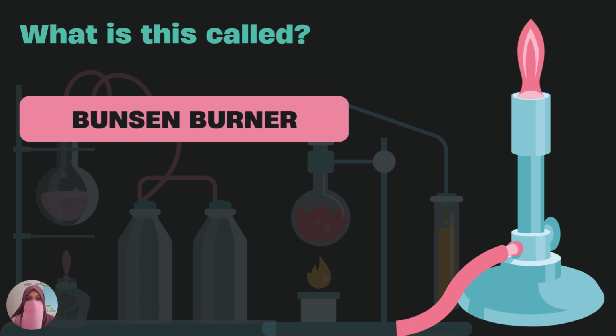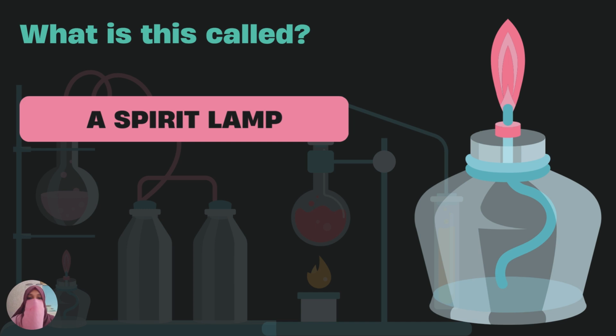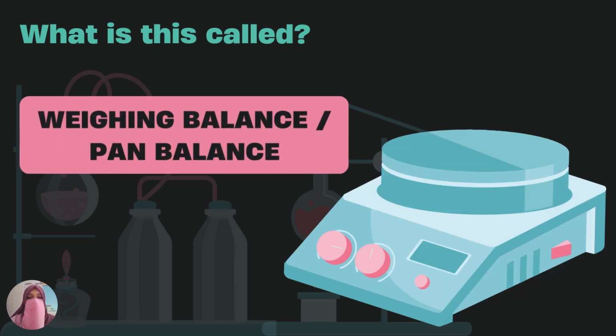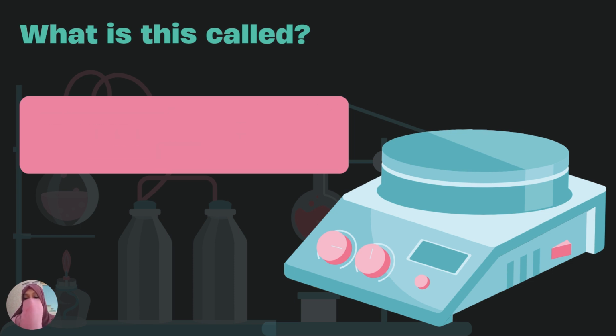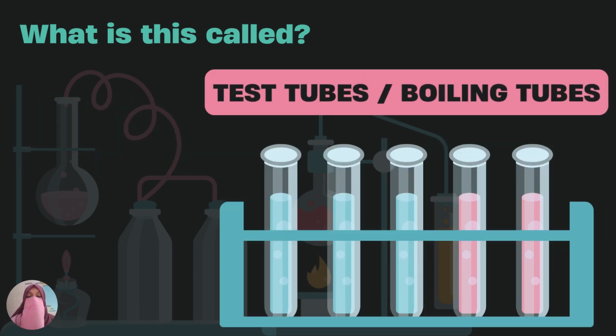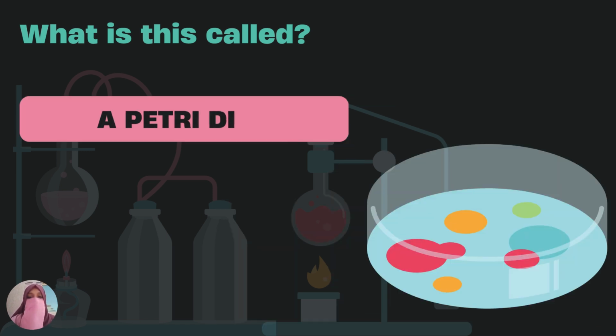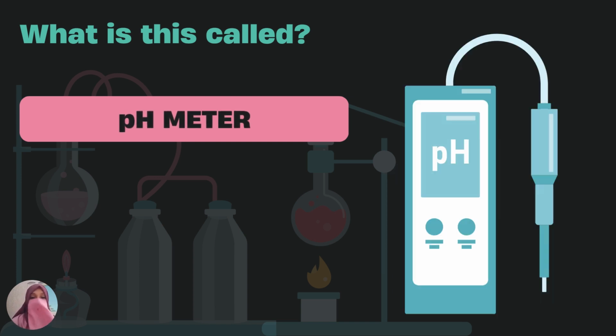What is this called? A Bunsen burner. What is this called? A spirit lamp. It has alcohol in it, mostly ethanol. What is this called? It measures the mass of solid substances. For solids, we use a weighing balance or a pan balance. What is this called? These are boiling tubes or test tubes. What is this called? A petri dish. It's most commonly used in the biology paper, but sometimes in chemistry also. We should know what it is.